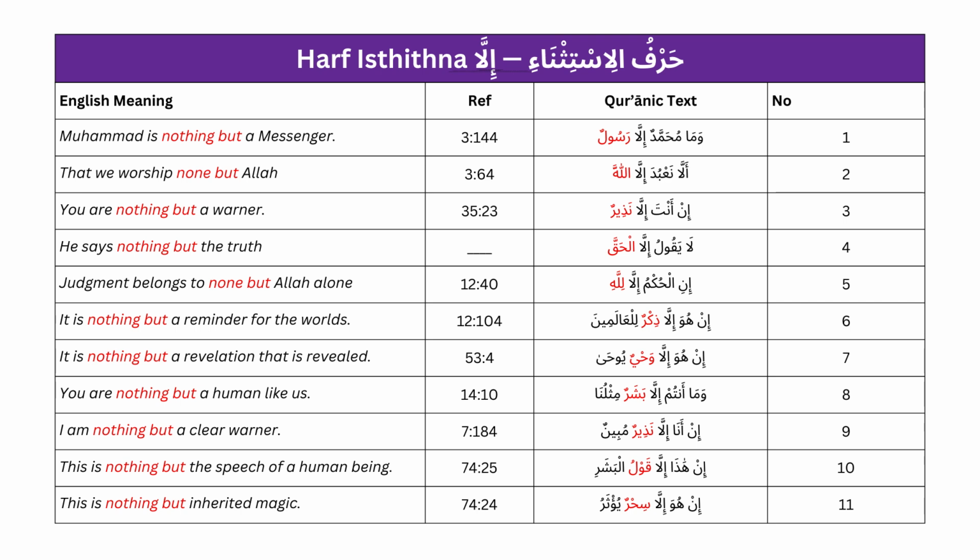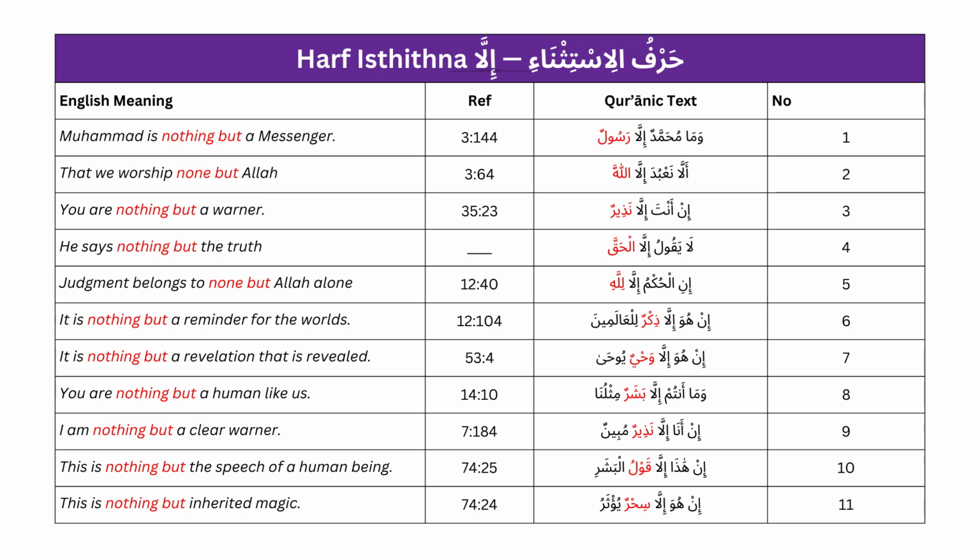Seventh example, In huwa illa wahyun yuha. It is nothing but a revelation that is revealed. 53:4. Here again we see restriction, emphasizing that the Qur'an is only revelation, not anything else.